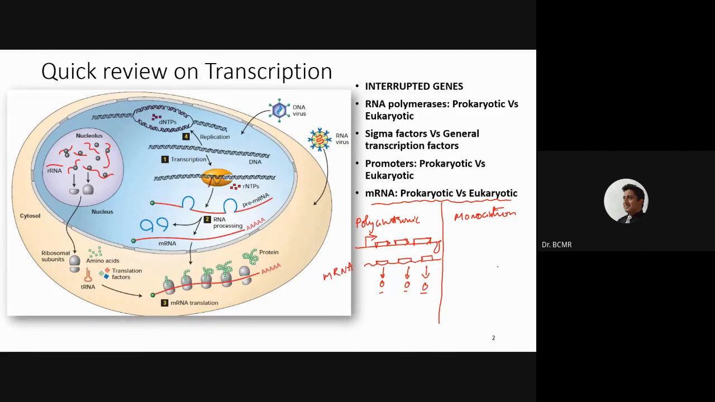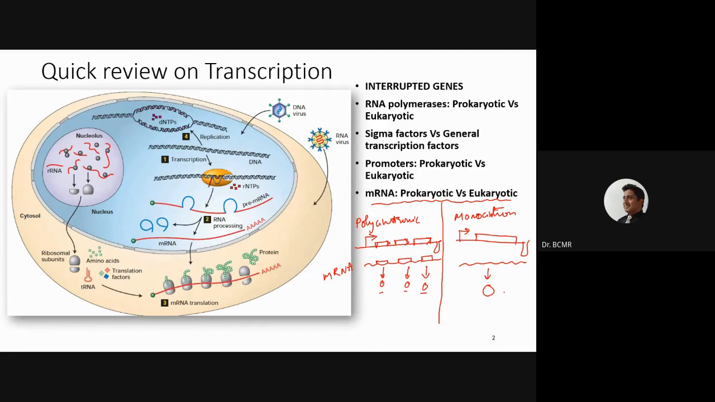Then you know what is meant by monocistronic. Monocistronic is simple. It has a promoter, one open reading frame, and a terminator. So it will produce one mRNA, and that mRNA will give rise to one protein. Whether it will give rise to only one protein or to multiple different types of proteins, we will discuss as we go on.